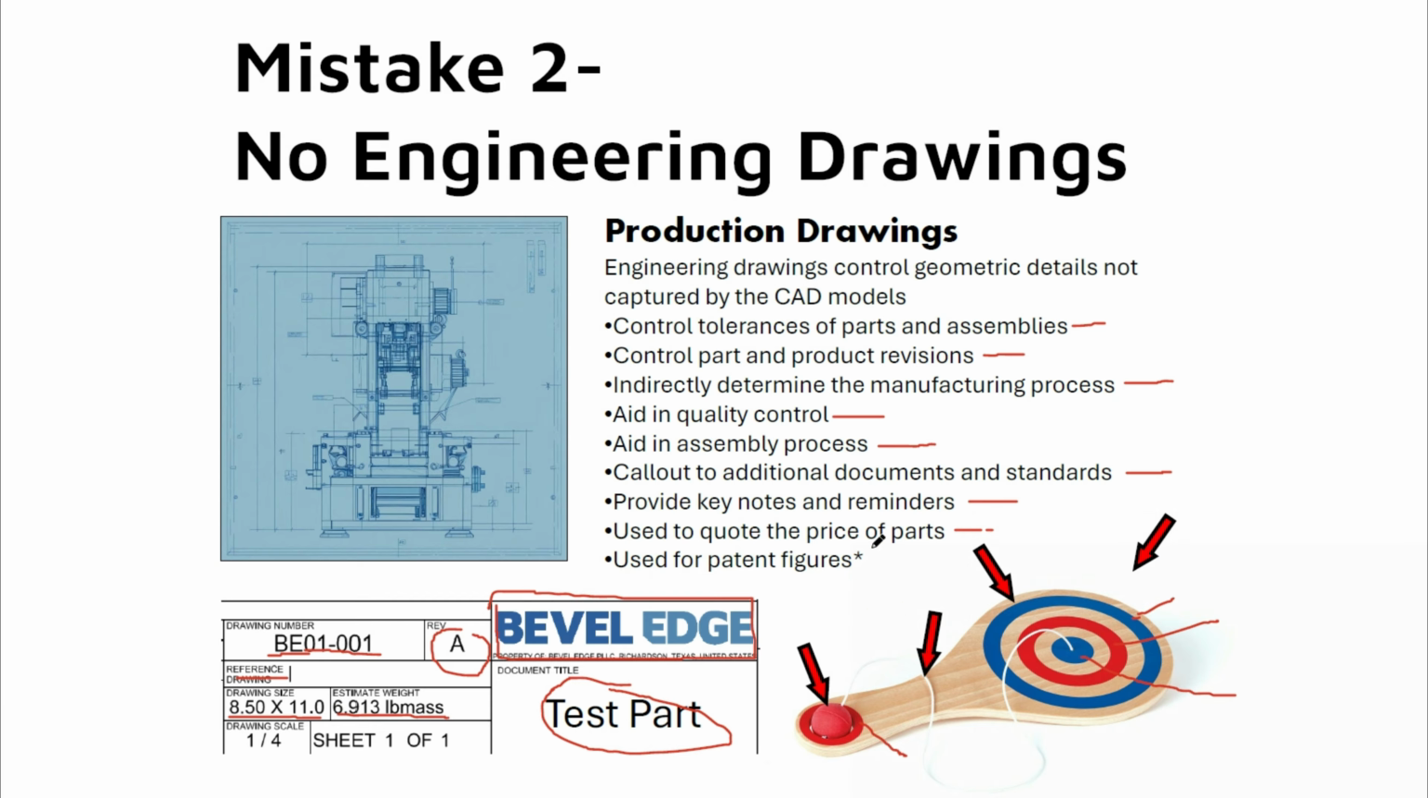And also, if you have some foresight, which is what we prefer to do at Bevel Edge, we dual purpose engineering drawings for patent figures. So if the client chooses to do a provisional patent, we can quickly modify the engineering drawings to be figures for that. Or if they are using an attorney to submit a full non-provisional patent, we help them with the engineering drawings and get them the right views to make the appropriate figures for their patents. So if you have foresight, you can dual purpose these engineering drawings, and ultimately it will help you out. So that is mistake number 2 to avoid.